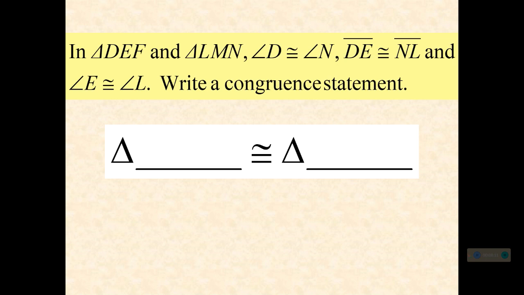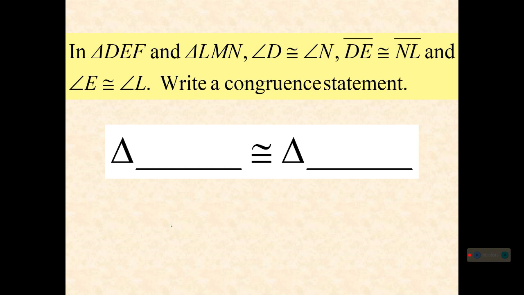So, how about this question? In triangle DEF and triangle LMN, okay, so again, you have two triangles. But it is not stated that the two triangles are congruent because we are going to look for the answer later. You are given that angle D is congruent to angle N. Then, segment DE is congruent to segment NL. And angle E is congruent to angle L. Write a congruence statement. Okay?